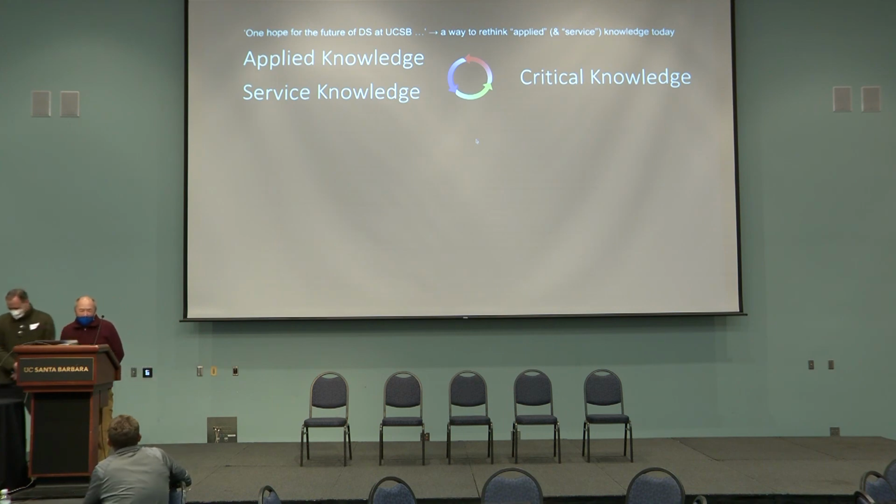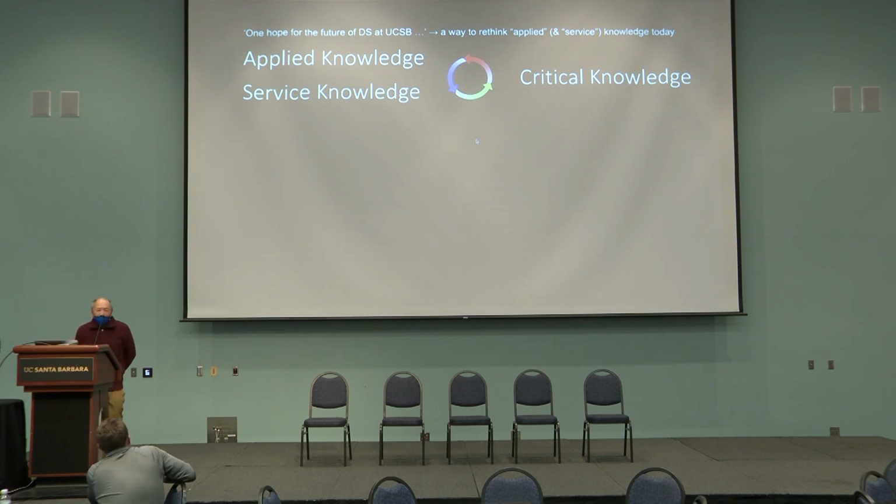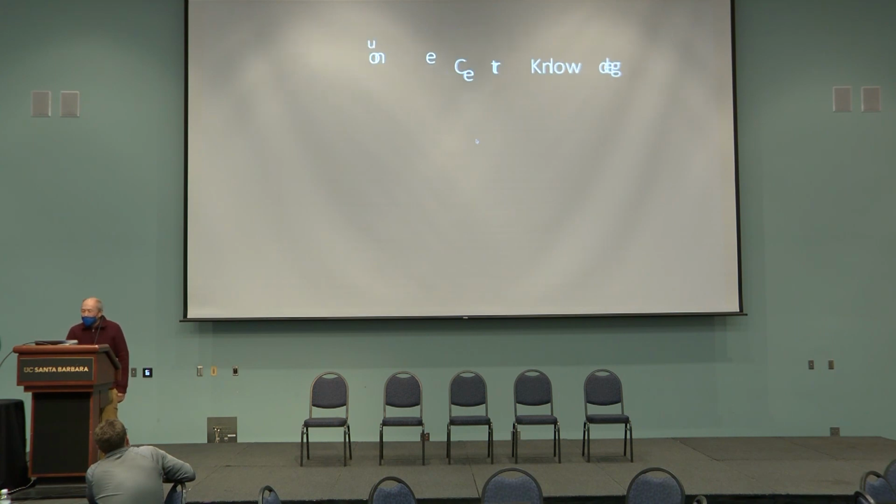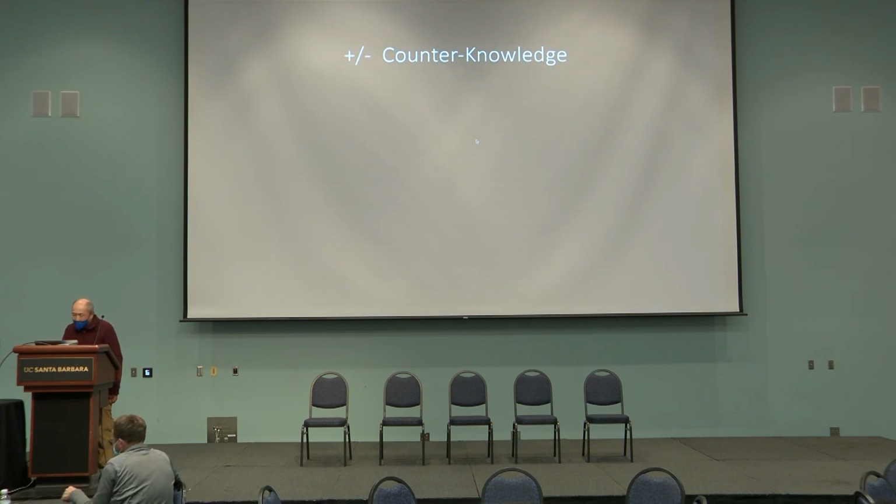So I'll close this way. For that bridge to occur, both kinds of knowledge have to reform each other. Critical knowledge has to take on some of the aspects of applied knowledge, and applied knowledge has to become critical. It has to become critical to the point of being even a counter or alternative kind of knowledge.